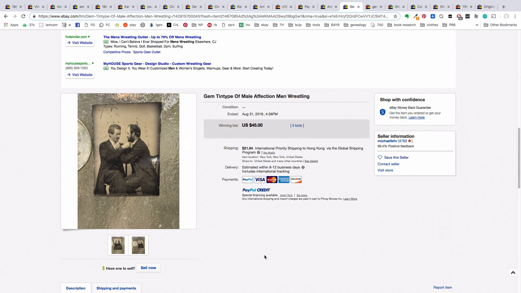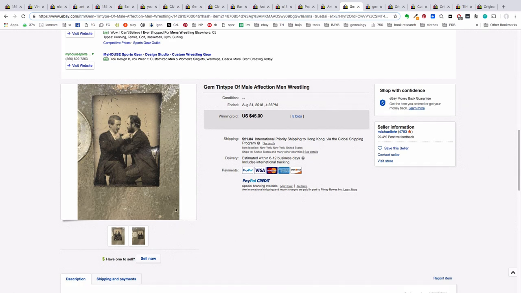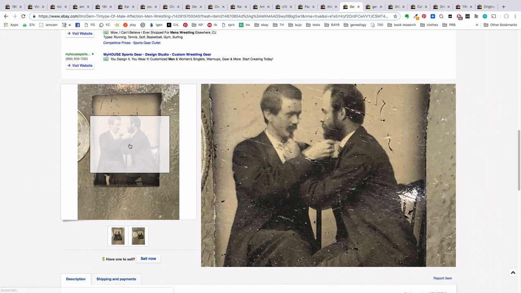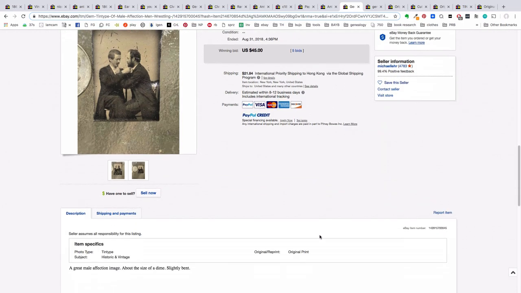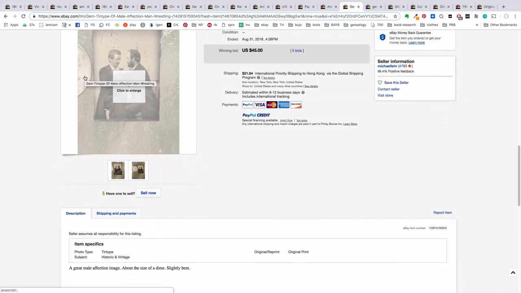And sometimes people use a keyword, gay interest, for stuff like this. I don't know how I feel about that. It seems sort of, I don't know, exploitive or something, but also, it could work. So this one, yeah, $45, five bids. Not bad for something the size of a quarter.